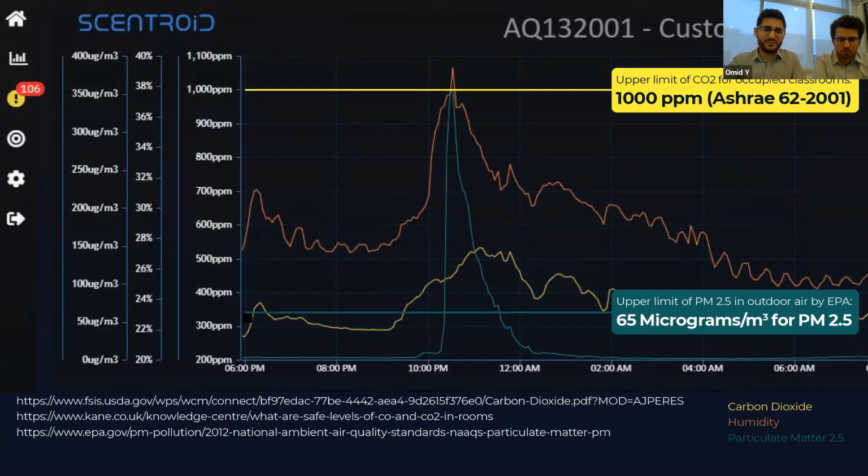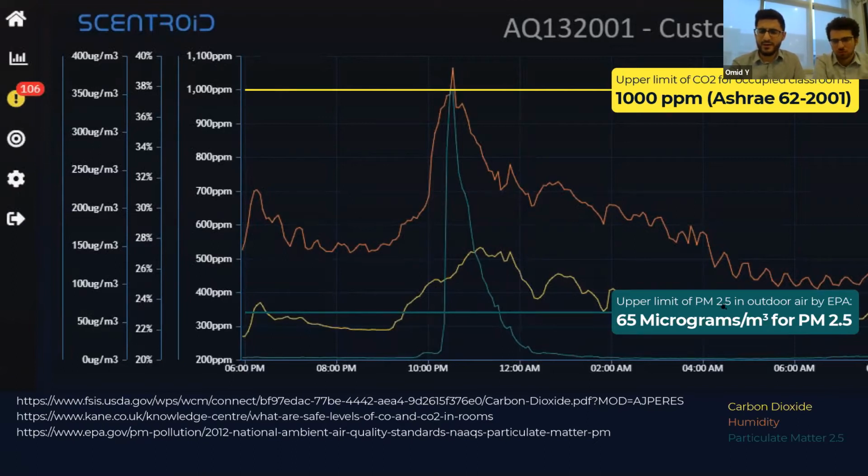Now, what do these values mean? For example, we saw PM go up to about 350 micrograms per meter cubed. Is that a good thing or a bad thing? Here we can see two of the standards that the EPA or ASHRAE have set. For example, the upper limit of CO2 is recommended to be about 1,000 ppm. So for the indoor, we were pretty good at that time, at about 400 to 500 ppm.